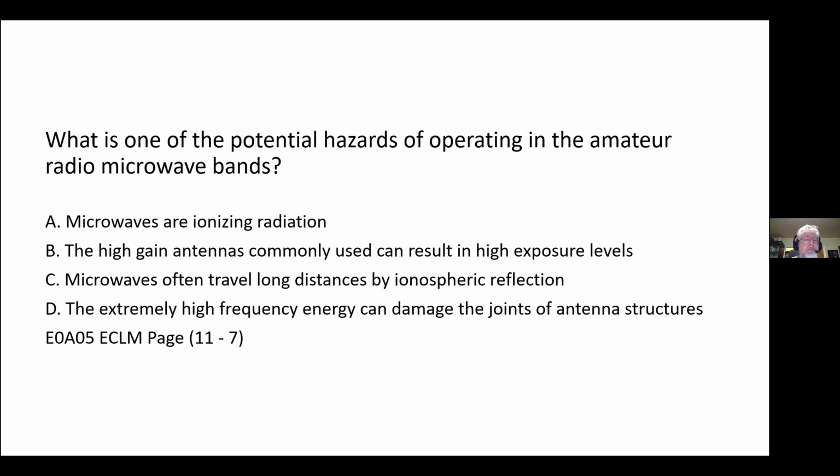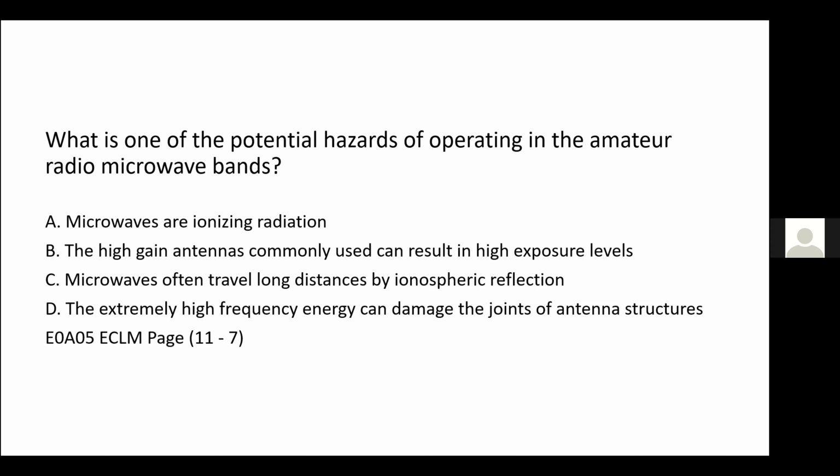What is one of the potential hazards of operating in the amateur radio microwave bands? A, microwaves are ionizing radiation. B, the high gain antennas commonly used can result in high exposure levels. C, microwaves often travel long distances by ionospheric reflection. D, the extremely high frequency energy can damage the joints of antenna structures.